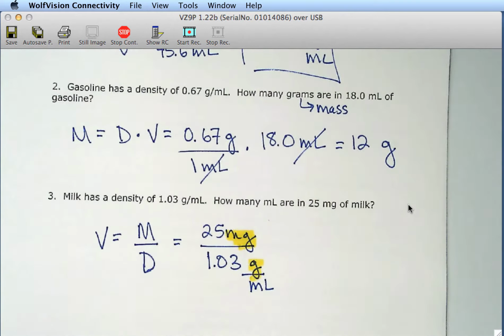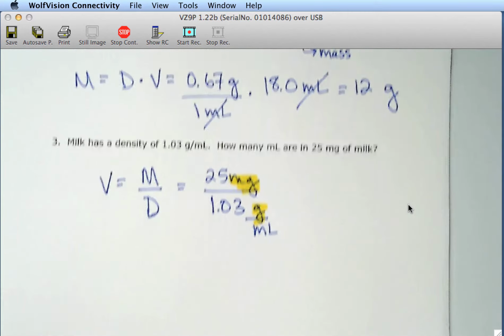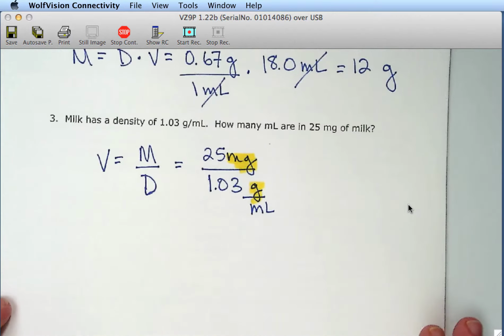They're not going to cancel. So I know a lot of you will use this density triangle, but this is an area where I caution you. If you don't have the exact units that match up, grams, grams, then it can get tricky. So I'll show you this problem working the conversion factor method.